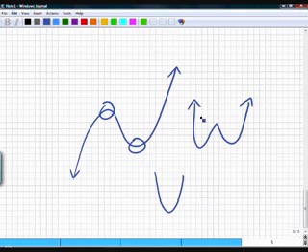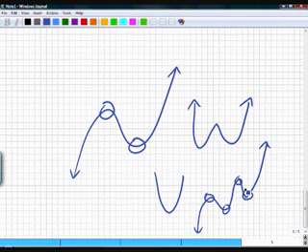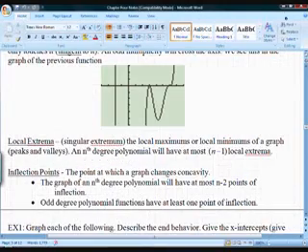X to the, let's see, that was to the fourth. X to the fifth would look like that. So you would have 1, 2, 3, 4. So you always have 1 less. Well, I say you always. You don't have to. You can have at most 1 less than whatever that number is.